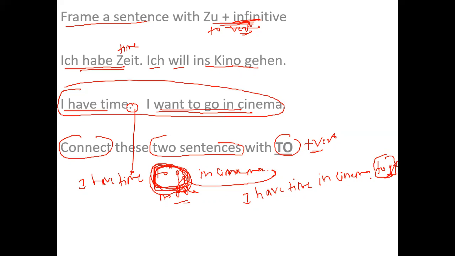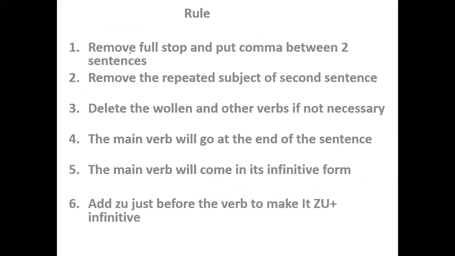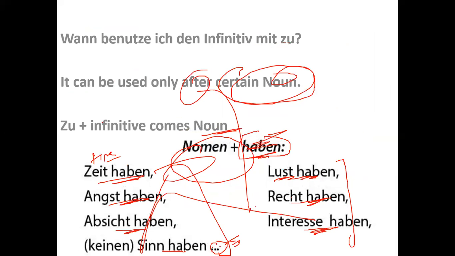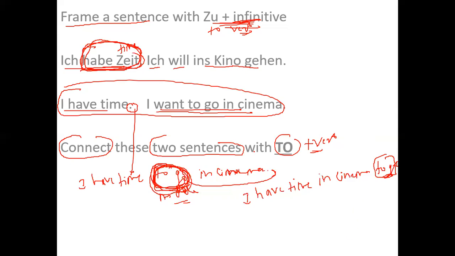Rule number 2 says that zu plus infinitive will come only after certain nouns, certain verbs, or certain adjectives. So if I look at the example here, see it says ich habe Zeit, Zeit haben. So obviously I can use to plus verb because it belongs to this portion. See, Zeit haben, right? So noun category. Obviously I can use it, right? Now let's look at the example first.